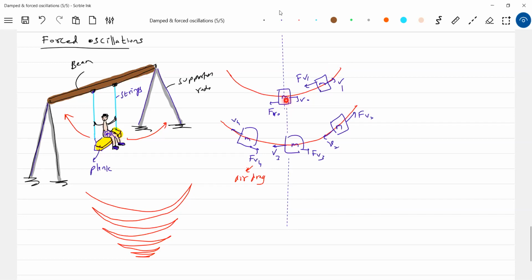Because when the block moves from here to here, the viscous drag does negative work, so the oscillation energy decreases. So what should I do? However much energy decreases in one oscillation, if I continuously supply that much energy, what will happen to this swing? It will maintain a constant amplitude and the kid will never cry. This is what happens here. If you just give one push and go away and sit, the swing will swing and will finally come to rest.